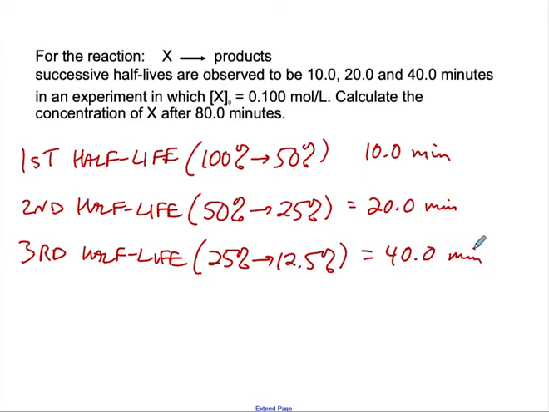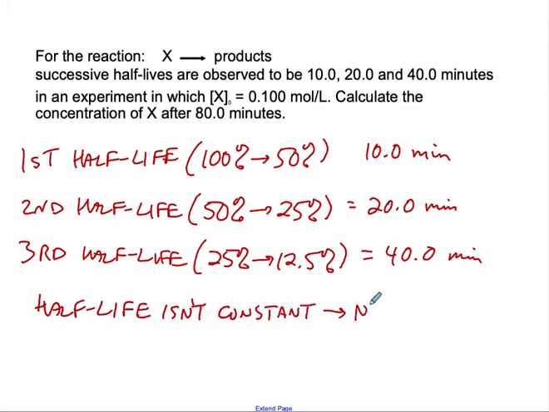Now, given what we just learned about half-lives, can we make any deductions about the order? Well, the first one, I hope, is obvious. Because the half-life isn't constant, we can immediately deduce that it is not first order. Okay? Remember, the half-life for a first-order reaction is simply the natural log of 2 over k. It does not depend upon the concentration, so it cannot be first order.